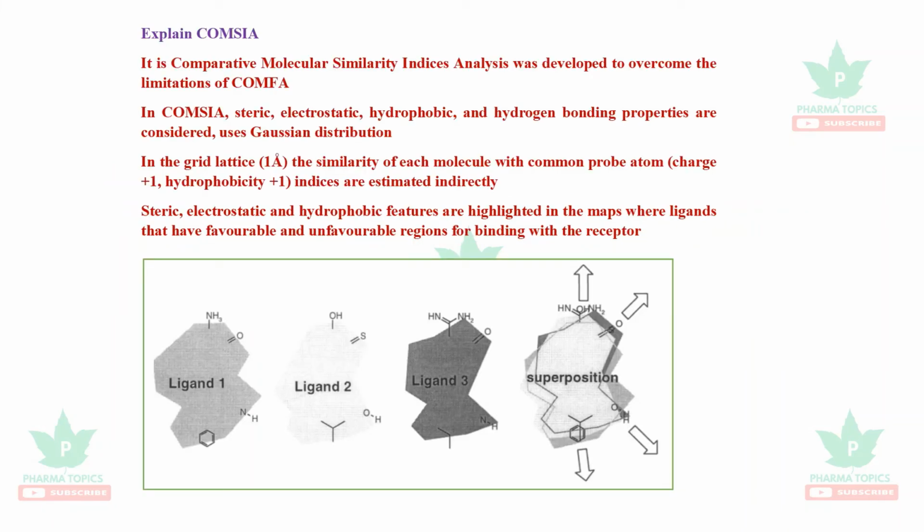It is comparative molecular similarity index analysis. It was developed to overcome the limitations of COMFA. In COMSIA, the steric, electrostatic, hydrophobic, and hydrogen bonding properties of a molecule are taken into account. It provides a grid lattice and it takes into account hydrophilicity and hydrophobicity. Steric, electrostatic, and hydrophobic features are highlighted in the maps, where the ligands that have favorable and unfavorable regions are highlighted.